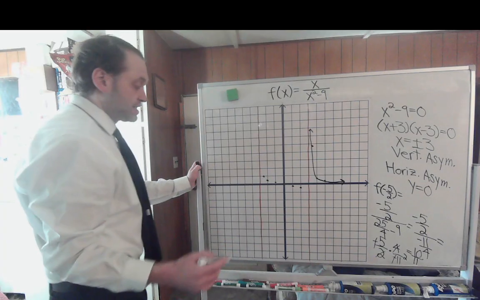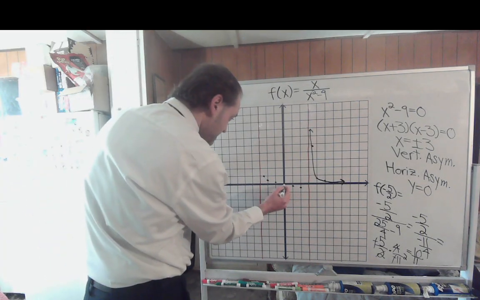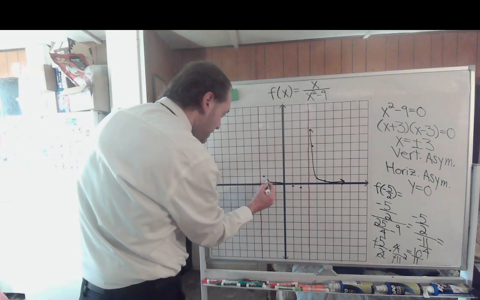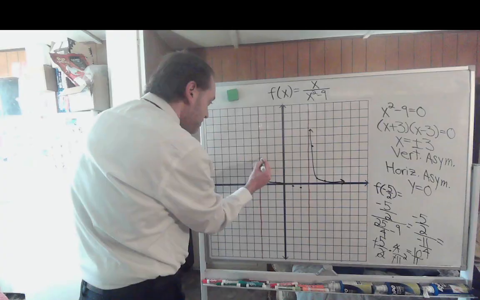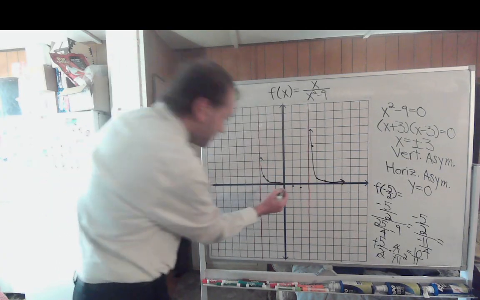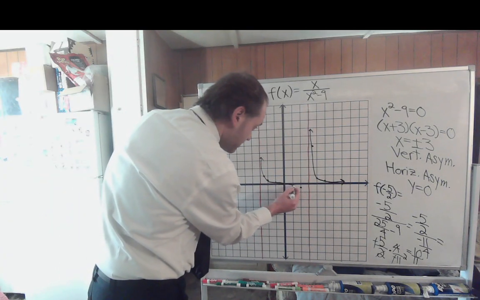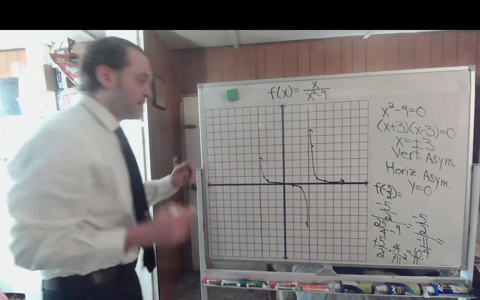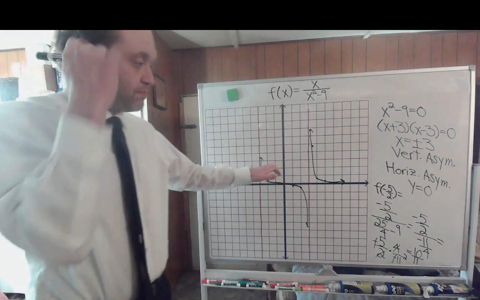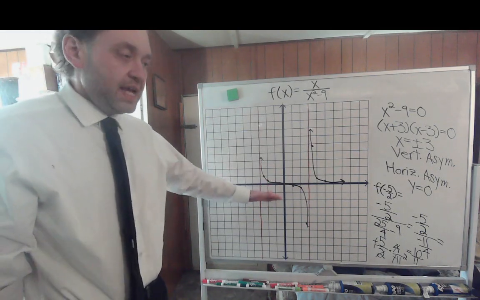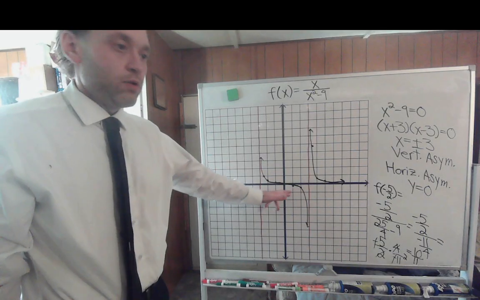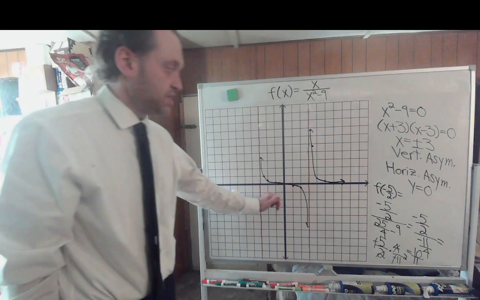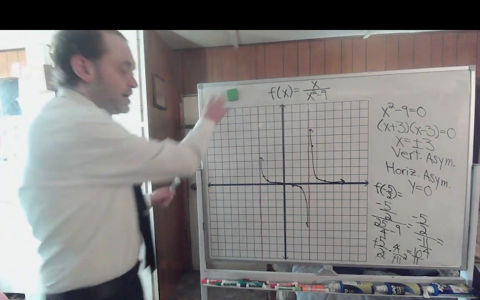In fact, you would find that the further left you go here, it's going to curve upward, and the further right you go from 0, 0, it's going to start to curve downward. So you get almost what looks like a negative x to the third power type of graph for the middle zone here between x equals negative 3 and x equals 3.